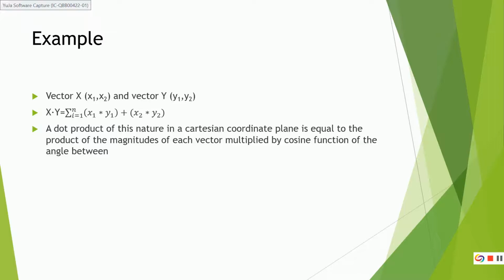So if we have 2 vectors, vector x and vector y, with coordinates x1 and x2, and y1 and y2, we can take the dot product xy, which is equal to the sum of the products of the coordinates. We can multiply it out as x1 times y1 plus x2 times y2. An important fact is that a dot product of this nature, when graphed on an ordinary xy Cartesian plane, is equal to the magnitude of each vector multiplied by the cosine of the angle between them, as I demonstrate with the next slide.